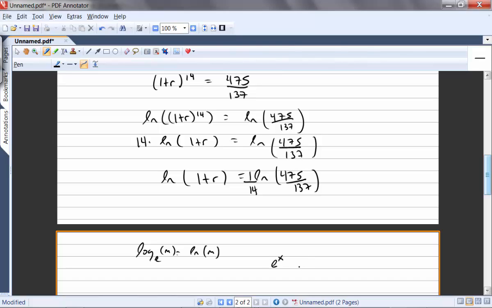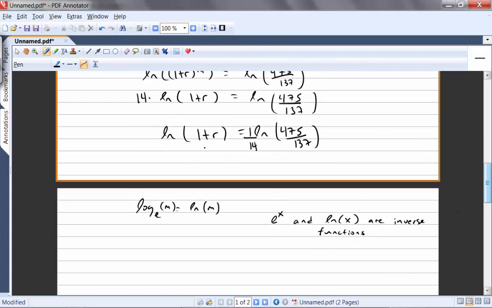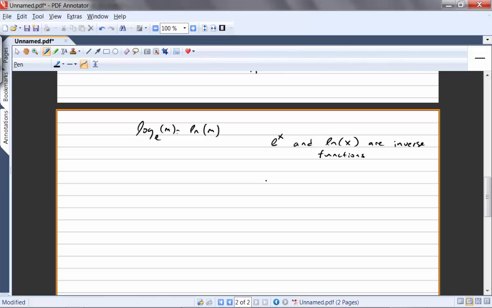So e to the x and the natural logarithm of x are inverse functions, where x is anything, right? x can represent anything, including 1 + r. x is any number. All this means is that e to the natural logarithm of x is equal to x. And also the natural logarithm of e to the x is equal to x. So they undo each other. If you take the natural logarithm of x and then raise e to that power, you're left back with x. If you take e and raise it to the power of x and then take the natural logarithm of the result, you're back to x again. They're inverses of each other.